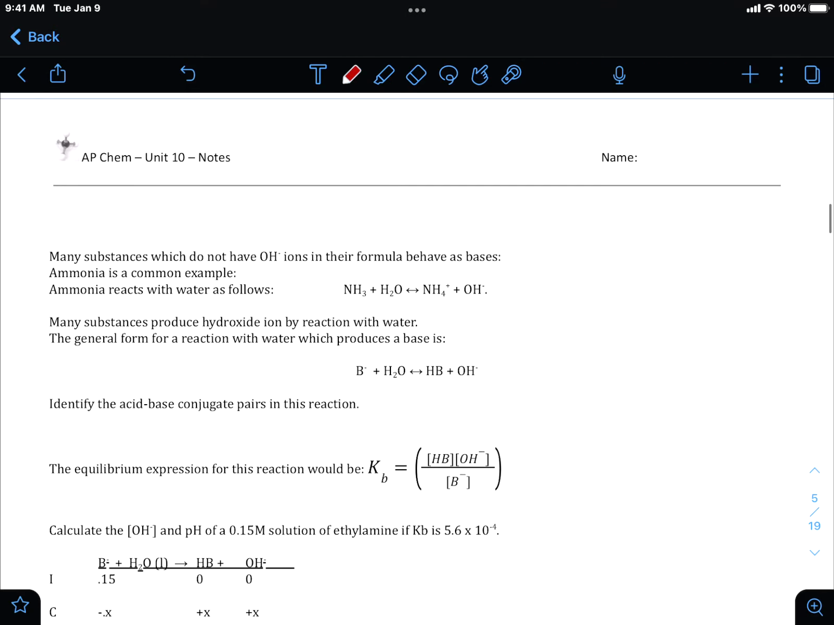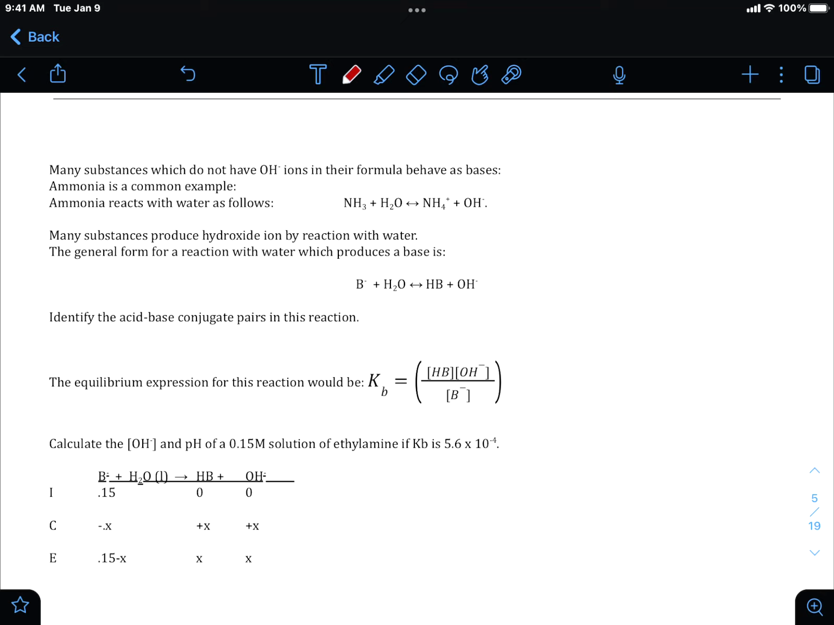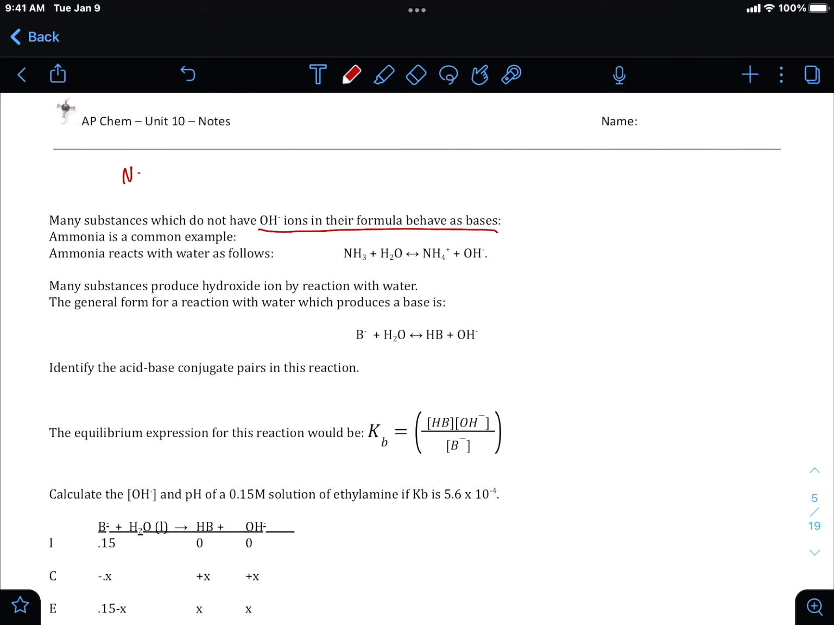So let's talk about bases, weak bases. Many substances that do not have OH minus in their formula behave as bases. Now, the obvious bases are the strong bases. You look at NaOH, you look at KOH, and you say, oh yeah, clearly that's a base. There are bases that are not obviously bases. So generically, when we want to represent something as a base in a formula, we use B minus, because B minus is the conjugate of HB.